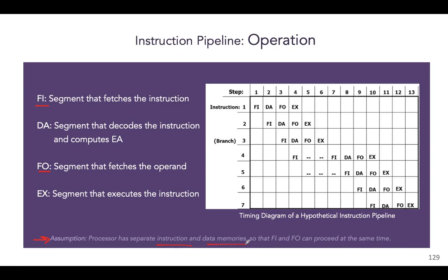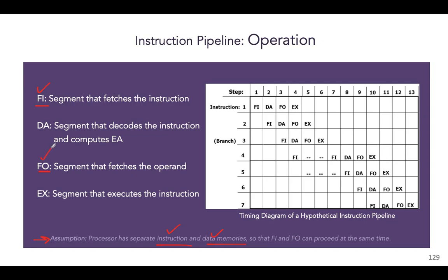So if the processor has separate instruction memory and data memory, then that means they are essentially two different parts of the same memory, which means they can be accessed at the same time. So instructions will be stored and fetched from the instruction part of the memory, and operands will be stored and fetched from the data part of the memory. And then FI and FO can occur at the same time.